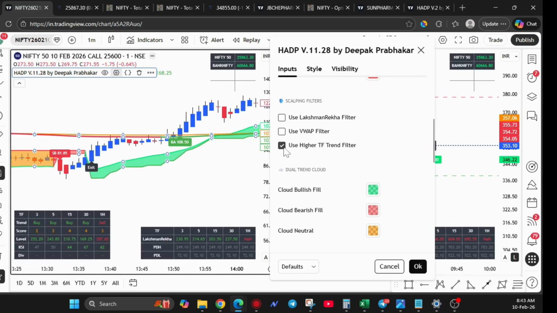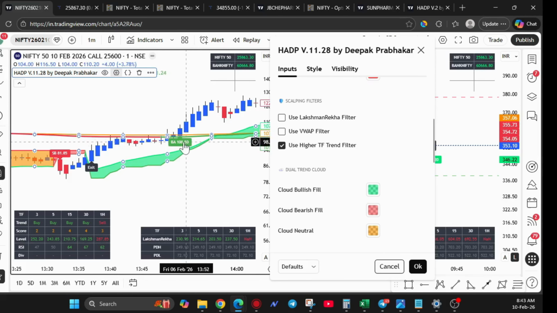So that means the buy signal that was triggered here at 96.75 was below the Lakshman Rekha, below the VWAP, and not in time frame trend. So when this buy came, the 3 minutes would have been in sell mode. When the 3 minutes changed to buy is here. So when you see, the buy has gone to 108.5 now.